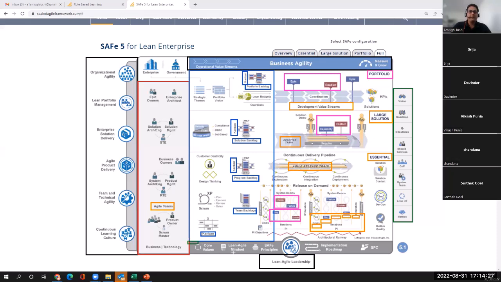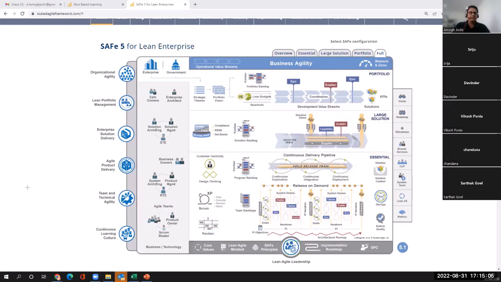And at the bottom, we have lean agile leadership. On the left hand side of lean agile leadership is an example of how we lead by example, and the right hand side is lead the change. So how do we lead the change? By having an implementation roadmap, which is a sequence of activities proven to implement SAFe, and SPCs, SAFe Program Consultants, are the change agents who help support the implementation of SAFe. So asking these 5 questions again will help you understand this big picture very well.